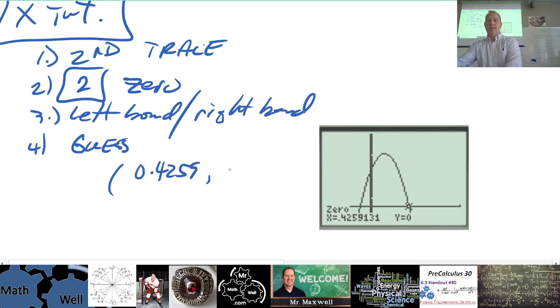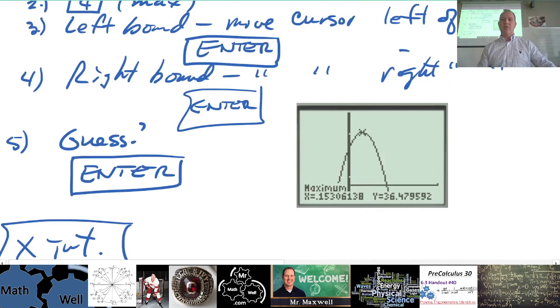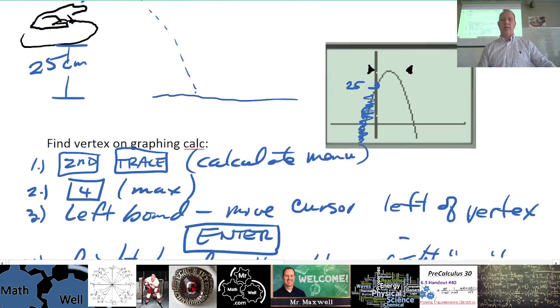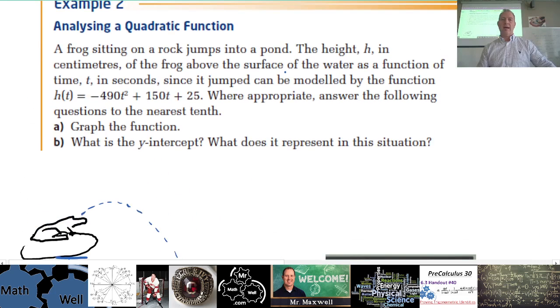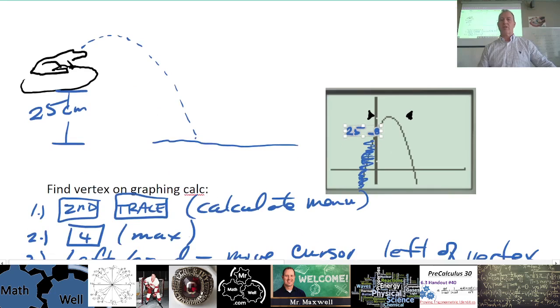0.4259, 0. Which would mean, in the context of this frog question, how many seconds after he jumped off the rock did he hit the water. So it was 0.4259 seconds later he hit the surface of the water. Okay? And the meaning of the first one, the y-intercept was 25. So in this example, he was 25 centimeters above the water surface.